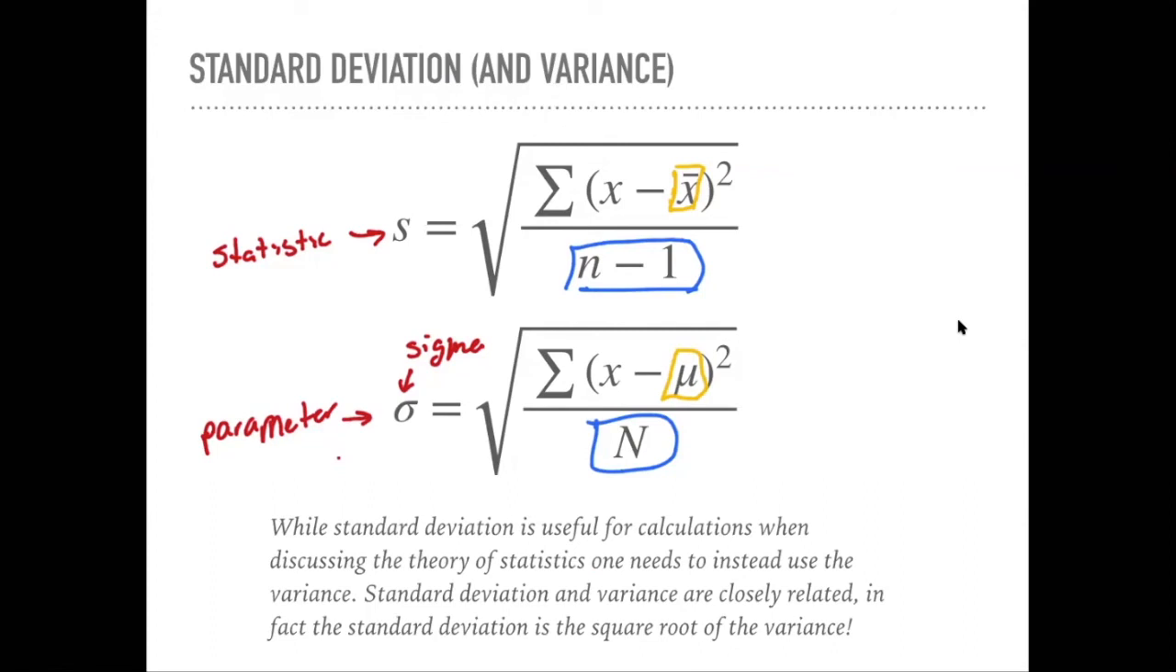So you could say that variance is S squared or sigma squared, depending on if you're talking about a statistic or a parameter. So if you were ever asked to calculate variance for either a sample or for a population, then you would just use the formulas that we have here, but just not take the square root.